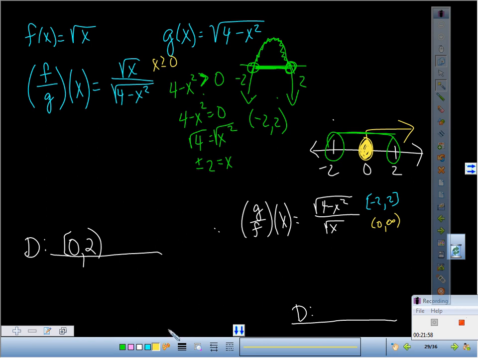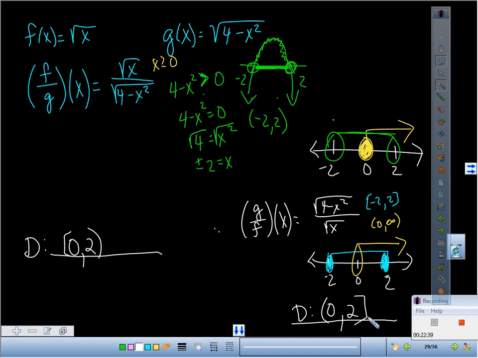So now he's going to look like this. Still got the same thing. -2 is those important parts, 0 and 2. The blue looks like this, from -2 to 2 inclusive. The yellow looks like this, from 0 not inclusive to infinity. So my domain starts where? 0. Inclusive or exclusive? All the way to 2, inclusive.